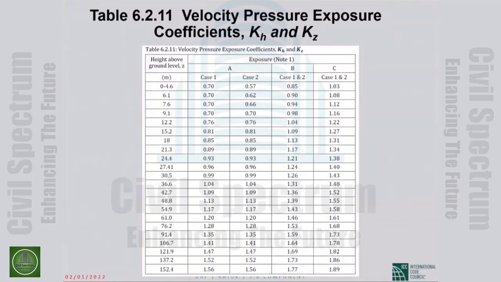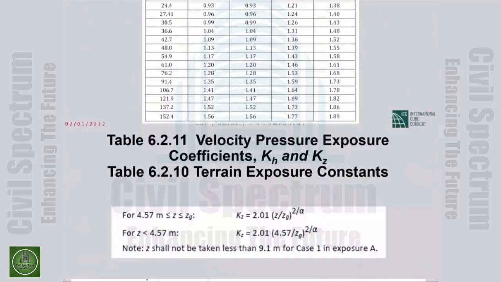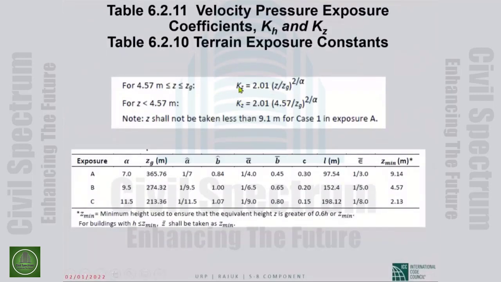The combined height and exposure coefficient, K sub Z, which at the mean roof height level is K sub H. I showed you the expression for it. K sub Z is equal to that. Remember, Z sub G, the gradient height, depends upon the exposure, whether it is A, B, or C, and alpha also depends on the exposure. Both are given in this table. Alpha, remember, is 7, 9.5, or 11.5, and the gradient heights are 213, 274, 366.